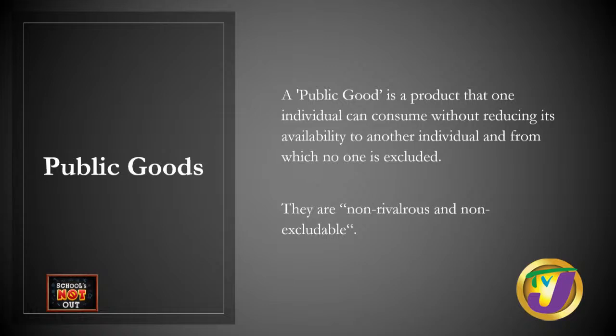We'll also look at different types of goods. The first one is a public good. Now, a public good is one that an individual can consume without reducing the availability of it for other persons. And it is considered to be both non-rivalrous and non-excludable. So, one person consuming this good, does that diminish the amount that is available for another person? And also, you cannot exclude someone from using a public good.